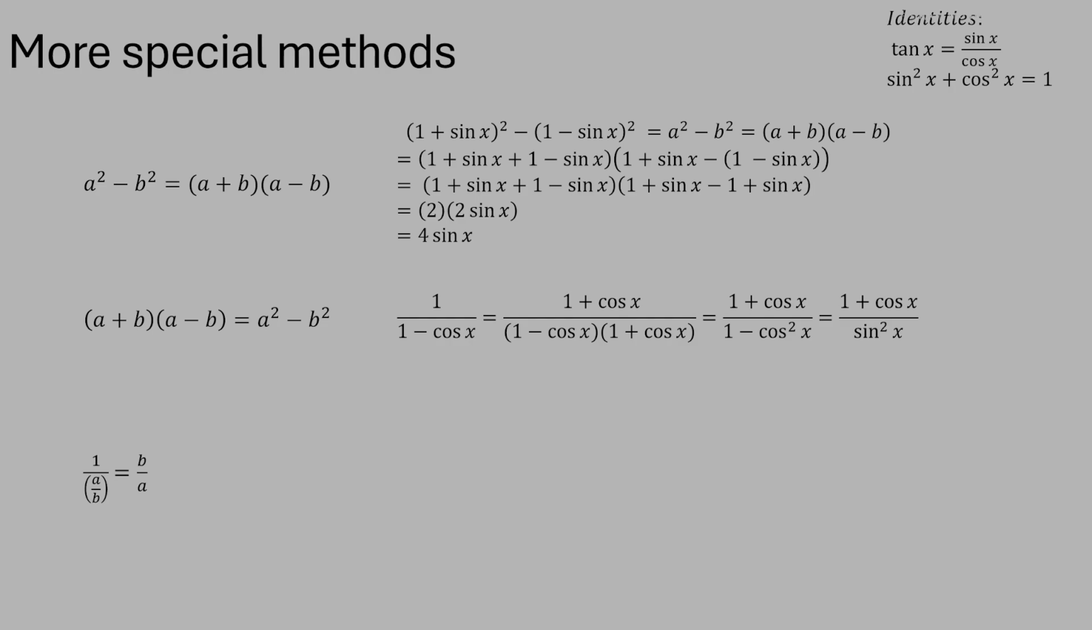And next, this comes up a decent amount with tan especially. 1 over a fraction is just the reciprocal of that fraction. Like this, 1 over tan is just cos over sine, because it's just the opposite of the identity.